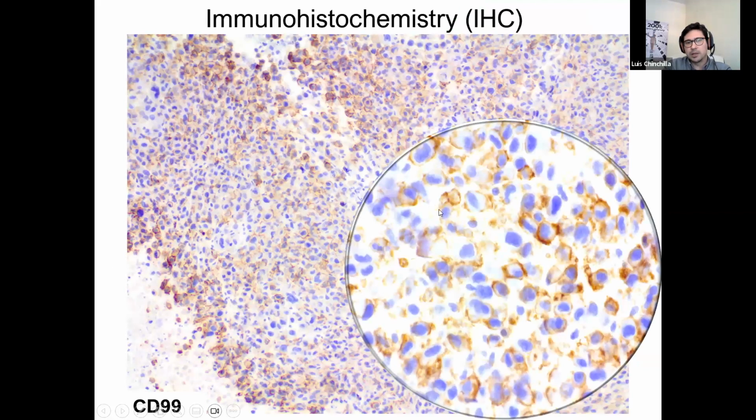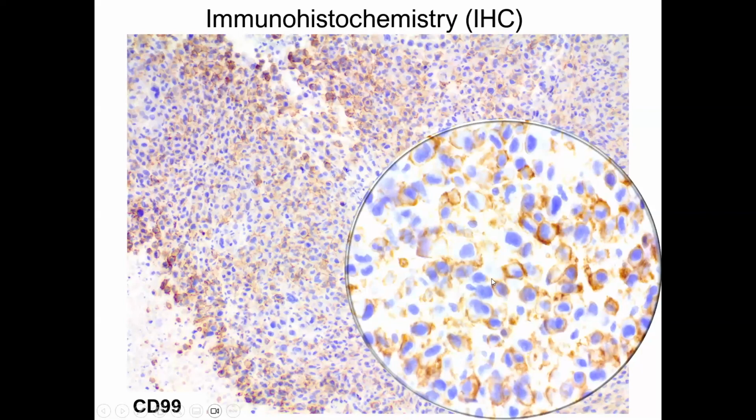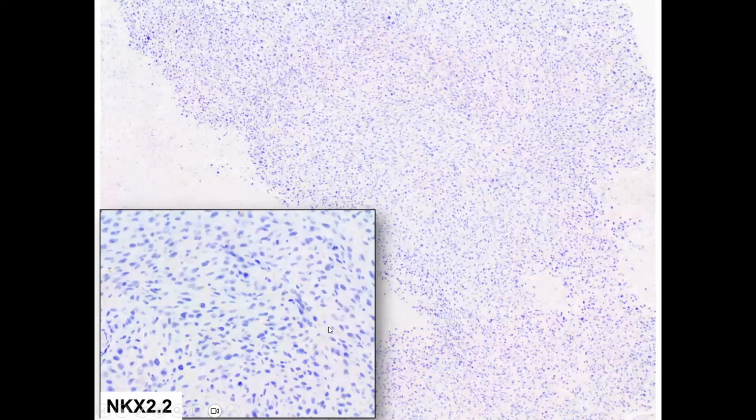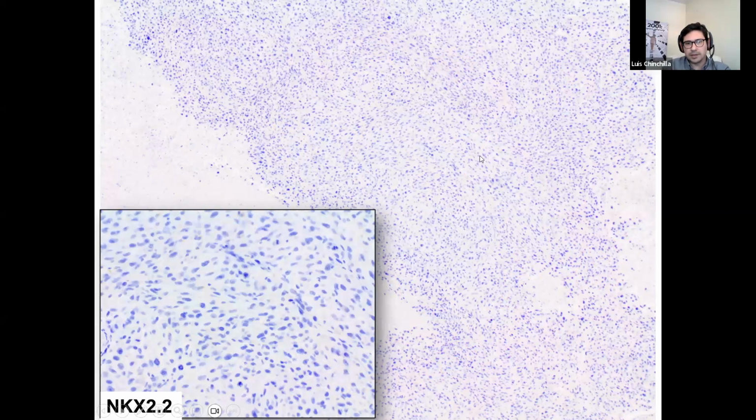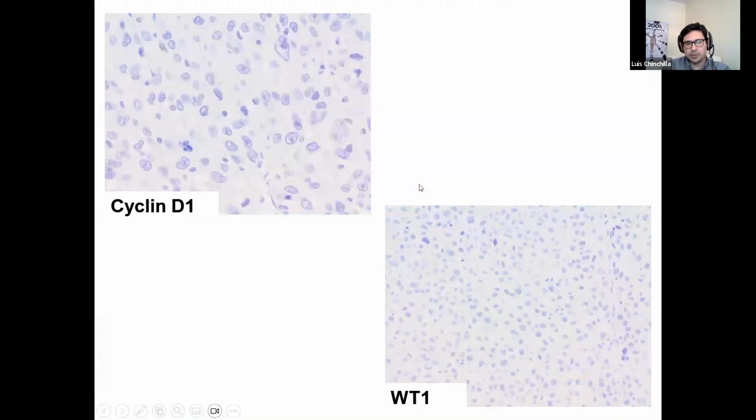It showed positivity, membranous and cytoplasmic, in some areas, but not diffusely, right? And you can see here some cells that were negative. So this is not the typical pattern of CD99, for example, for an Ewing sarcoma, if you agree. NKX2.2 was also negative in all the areas of the tumor.